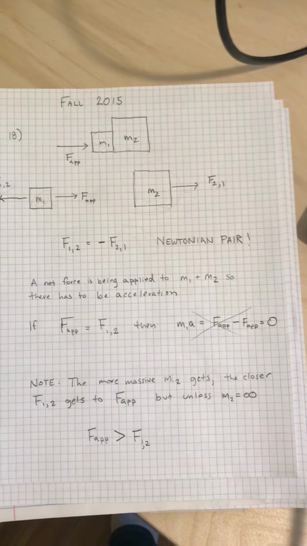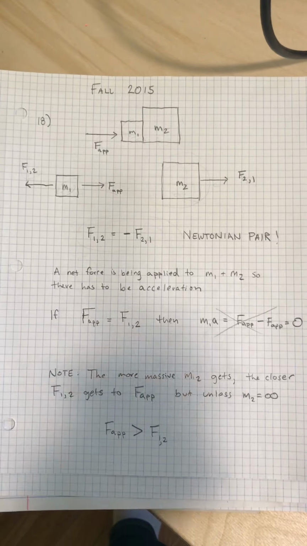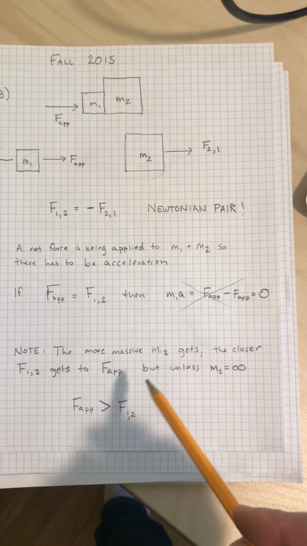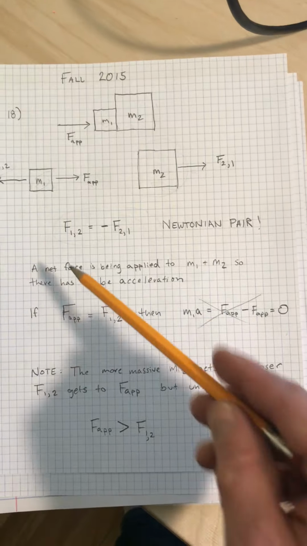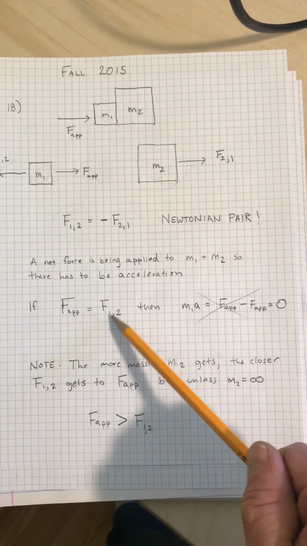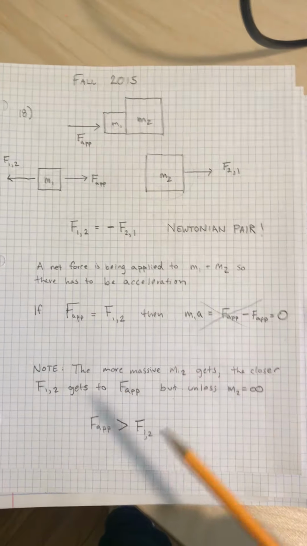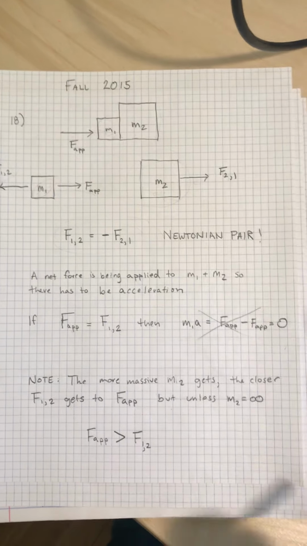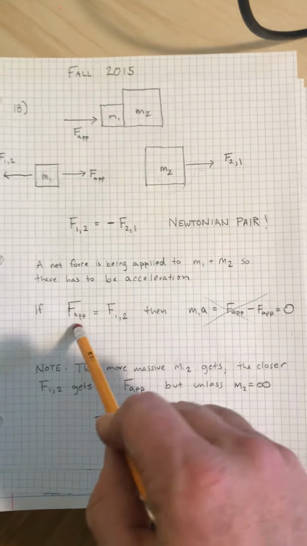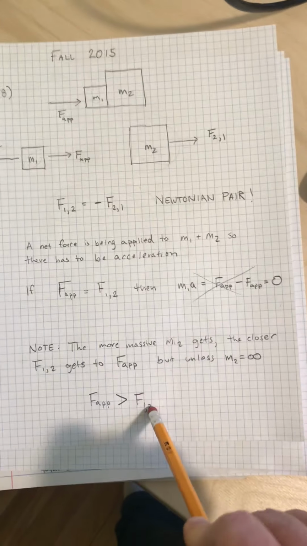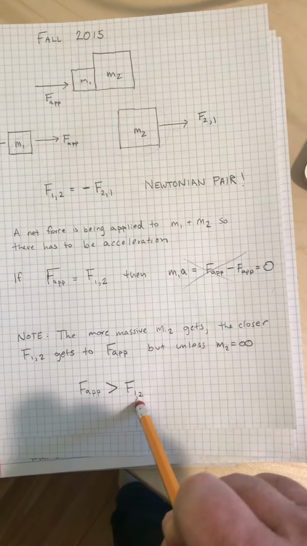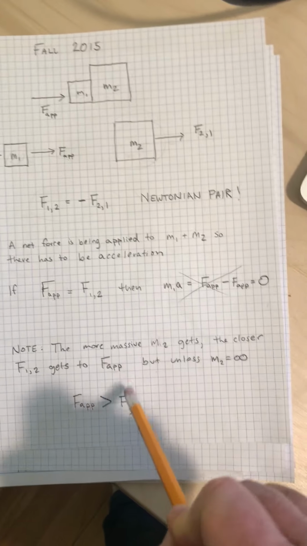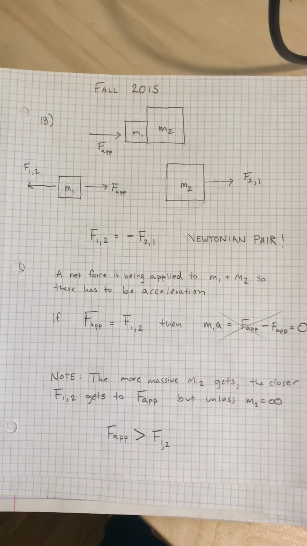Now, it is worth pointing out that there's sort of an extreme case in which the acceleration would be 0. If mass 2 was infinitely large, then the force applied from 1 to 2 would be equal to the force applied. We wouldn't be able to accelerate it because you can't accelerate an infinite mass. But anything that is finite, the F applied will be greater than F12. And the bigger M2 gets, the closer F12 gets to F applied, but F applied always has to be greater than F12 so that there will be some acceleration.